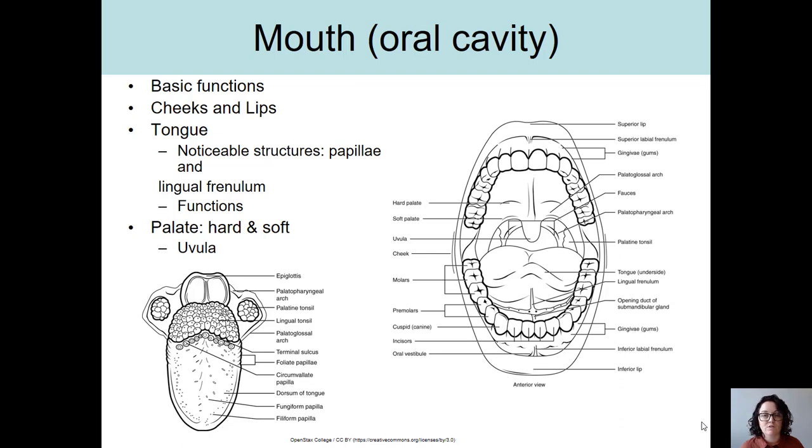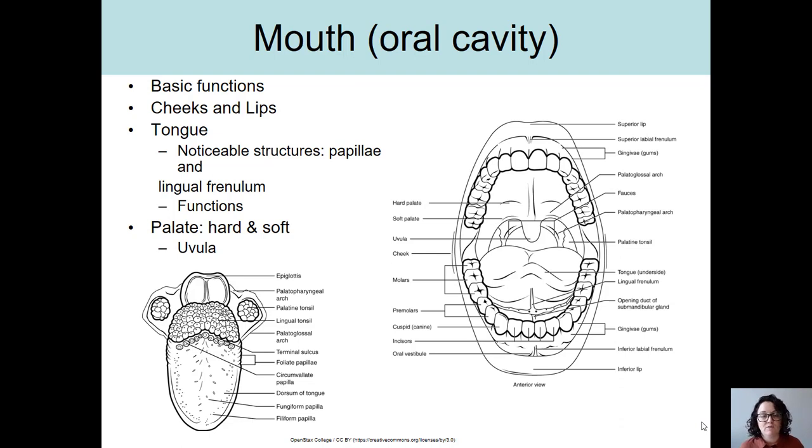Of course, the tongue is also located in the oral cavity. There are some noticeable structures of the tongue, namely those little bumps on the surface of the tongue. You've probably had a swollen one before, where you had that little swollen thing sticking out on the top of your tongue, and you probably said you had a swollen taste bud. Those actually aren't taste buds. Those are called papillae. The taste buds are actually located on the sides of the papillae.